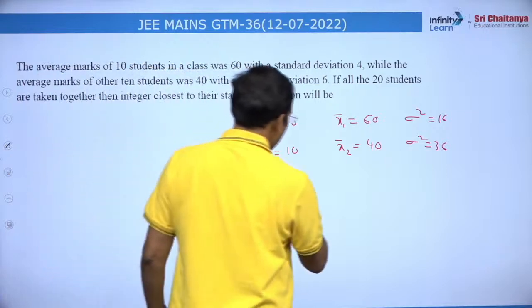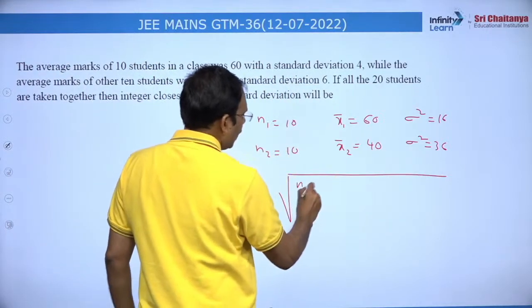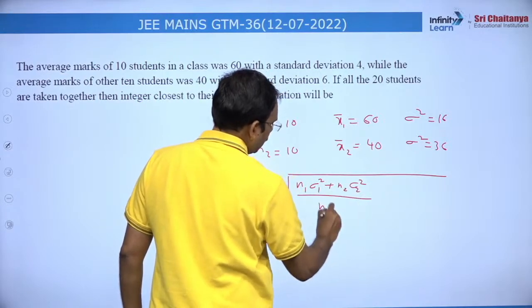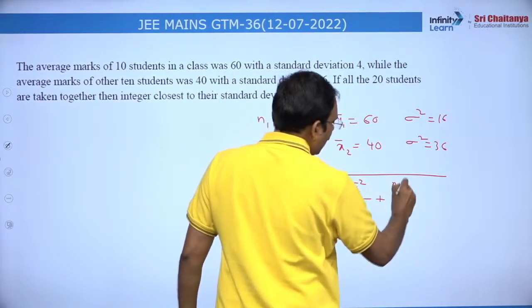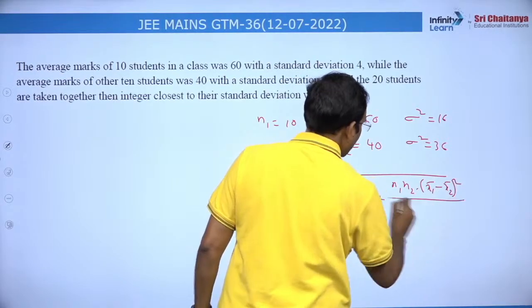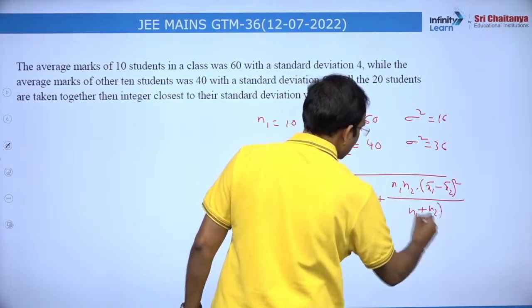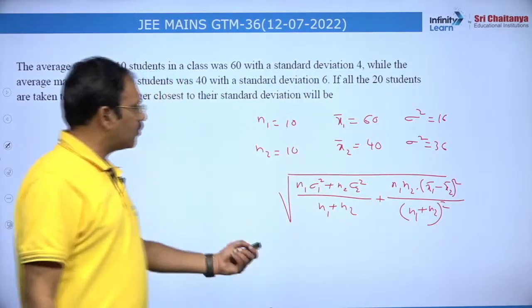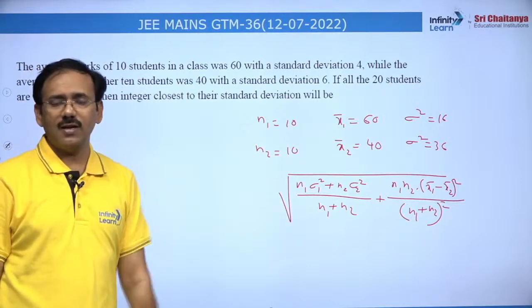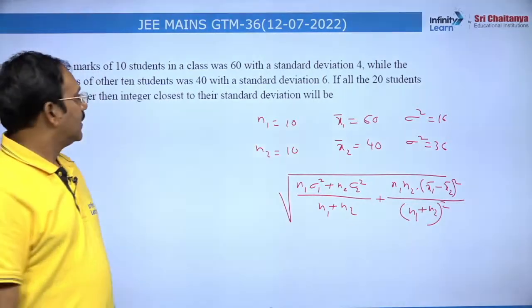You know, the combined variance formula you can apply: n1 sigma 1 square plus n2 sigma 2 square by n1 plus n2, plus n1 n2 into x1 bar minus x2 bar whole square by n1 plus n2 whole square. You must remember this. So, if you apply this, you will get the combined standard deviation. If the square root is not taken, you will get the combined variance.